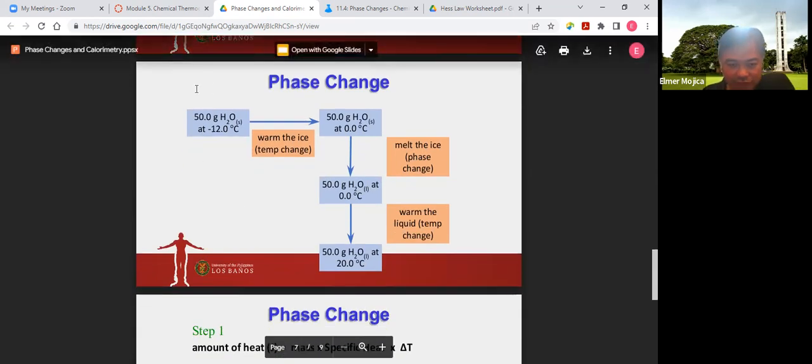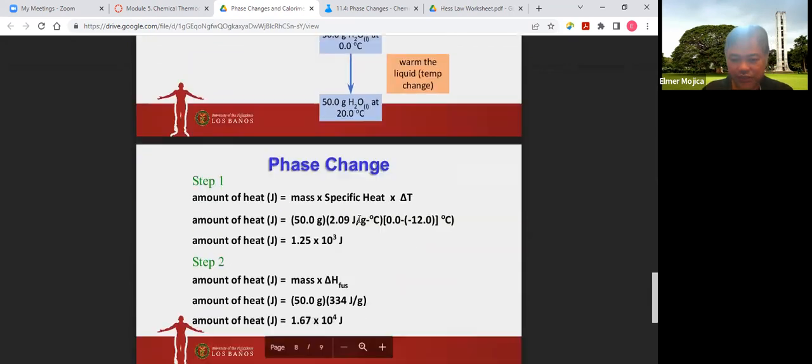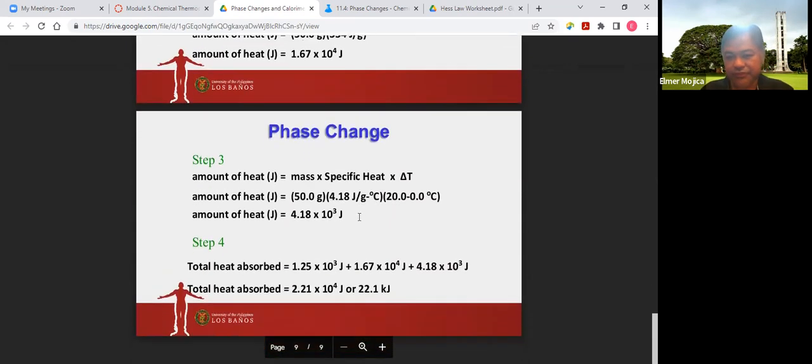So the heat that you need to warm from -12 to 0 degrees Celsius, the heat that you need to melt 50 grams of ice to water, and the heat that you need to convert the 50 grams of your water from 0 degrees Celsius to 20 degrees Celsius. So the same thing as we have. Analyze. The material is there.